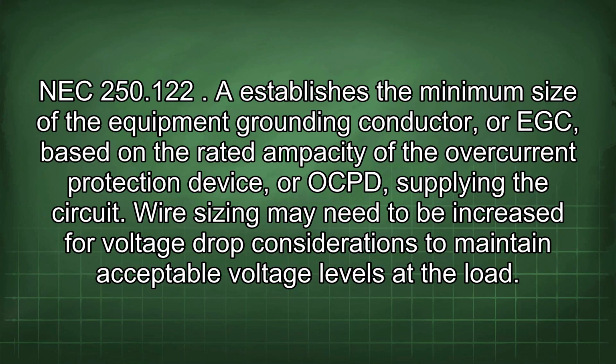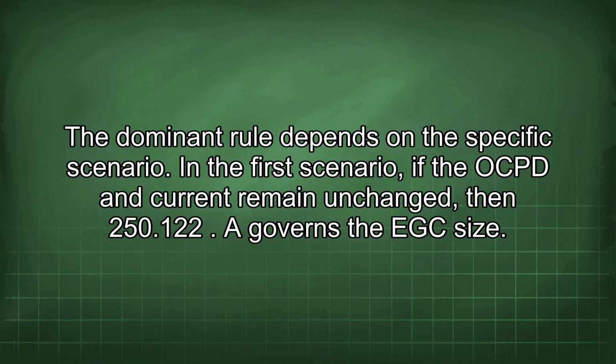250.122 establishes the minimum size of the equipment grounding conductor, or EGC, based on the rated ampacity of the overcurrent protection device, or OCT, supplying the circuit. Wire sizing may need to be increased for voltage drop considerations to maintain acceptable voltage levels at the load. The dominant rule depends on the specific scenario.